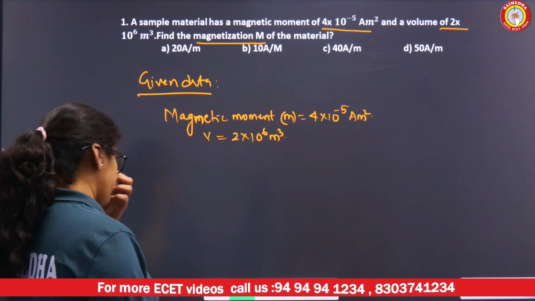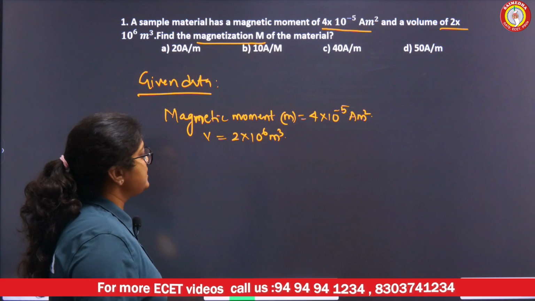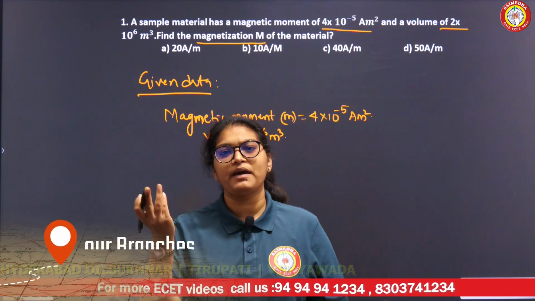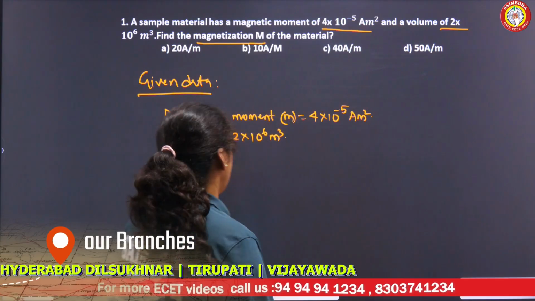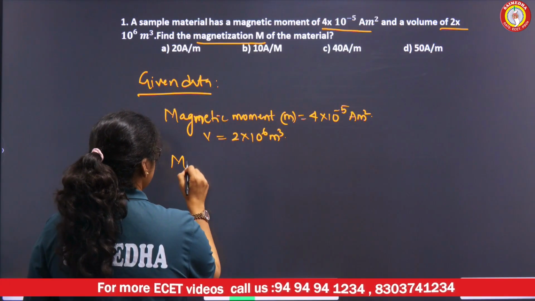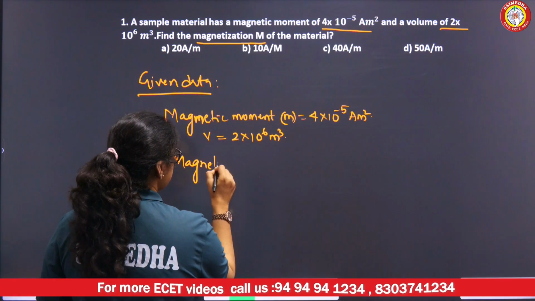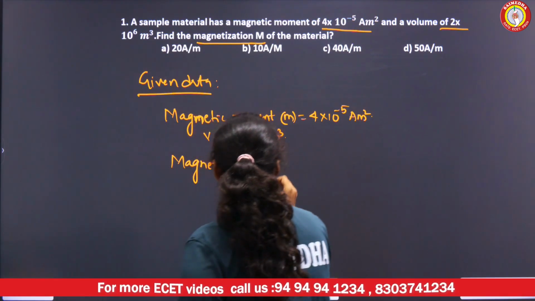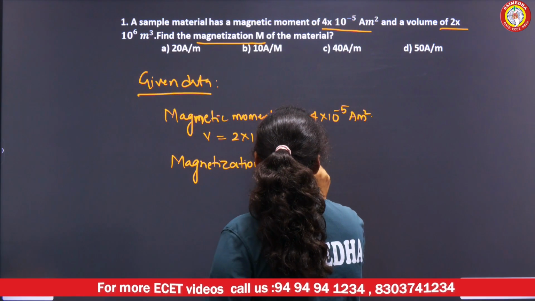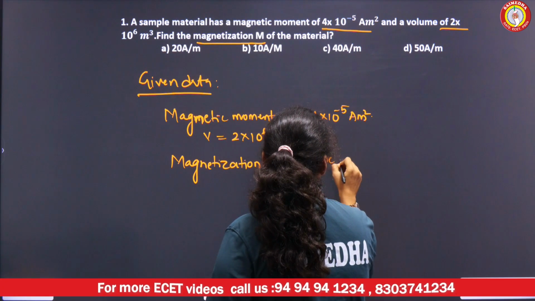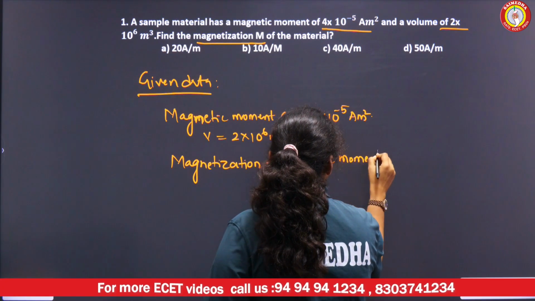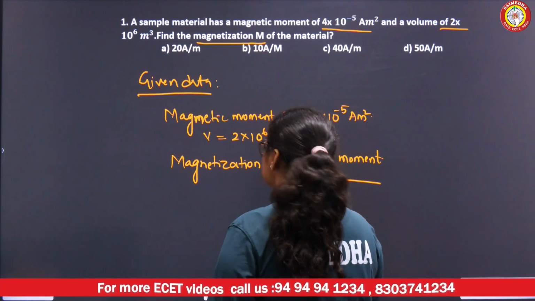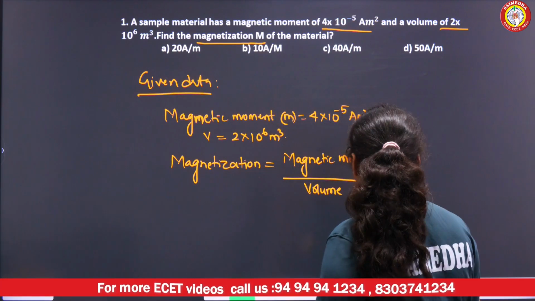So we have to find the magnetization. Magnetization is the ratio of the magnetic moment to the volume. That's all. Very simple. So magnetization is equal to the ratio of magnetic moment by volume. If area is given, you can take area, but here they have given the volume.